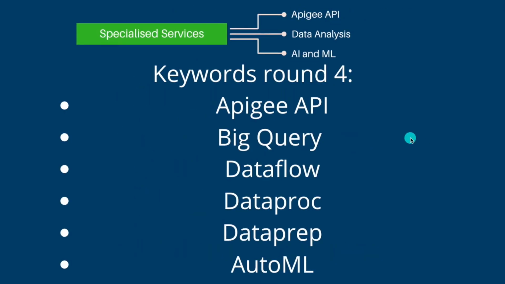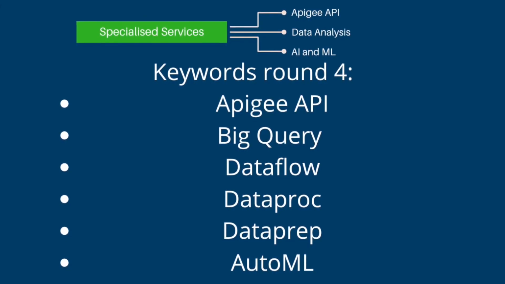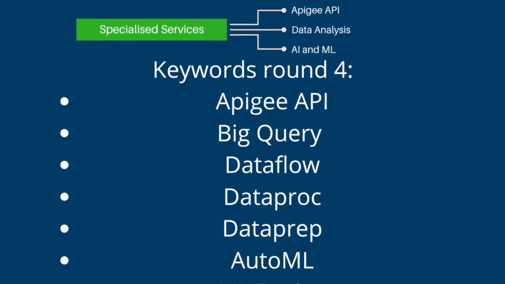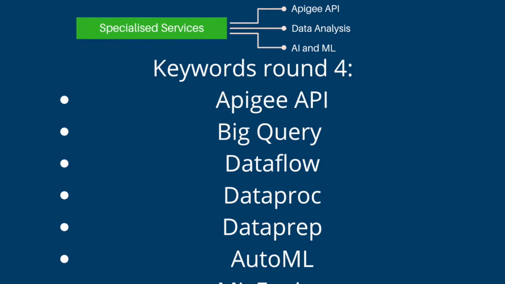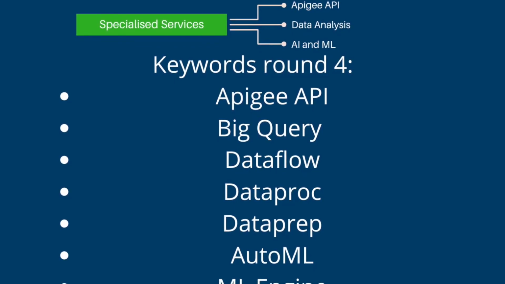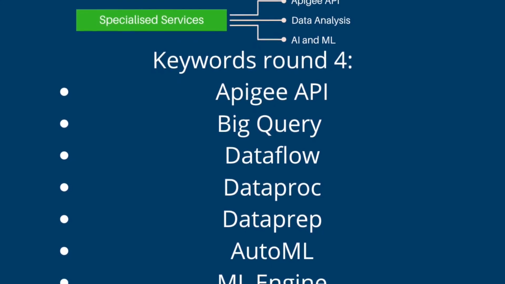These are specialized services. We'll go through the keywords and then we'll go into more detail in upcoming videos. In terms of specialized services, we'll focus on those provided by Google Cloud because they vary. We have Apigee, which is a service for deploying, monitoring, and securing APIs on your platform.